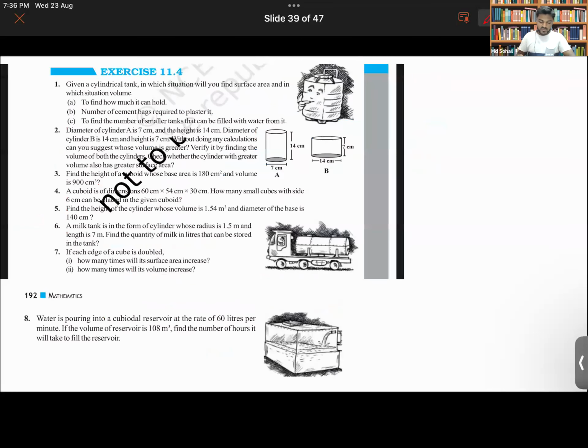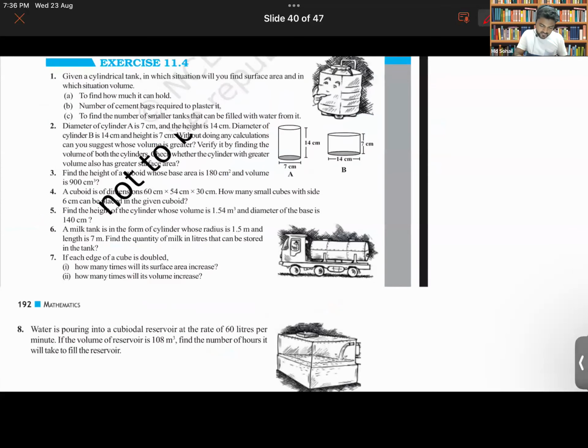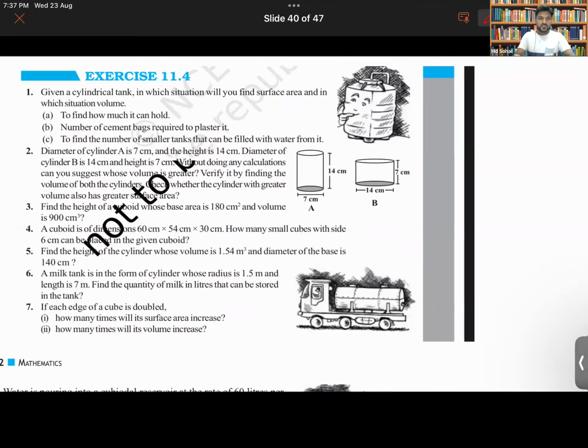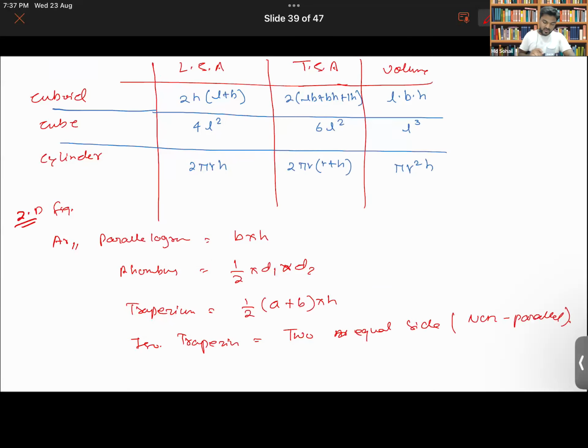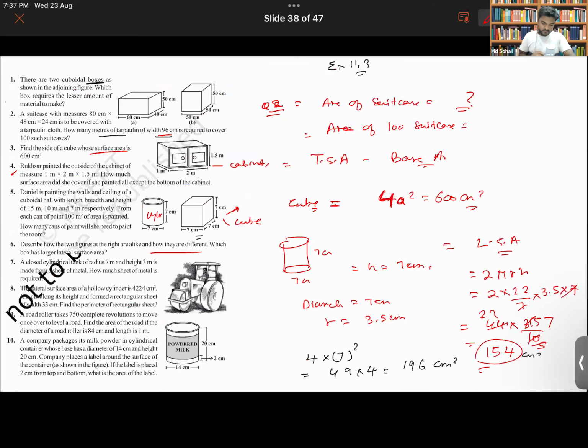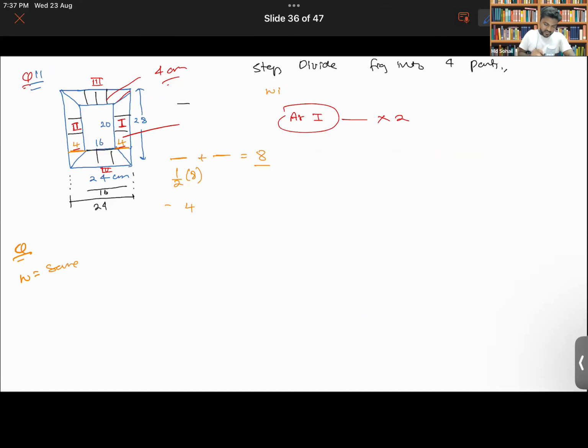All right. Now 11.4. See this exercise. See the first question. What does it say? There's a cylindrical tank given. The last question, question number 11, was of exercise 11.2, and we have done that. This exercise is 11.3.